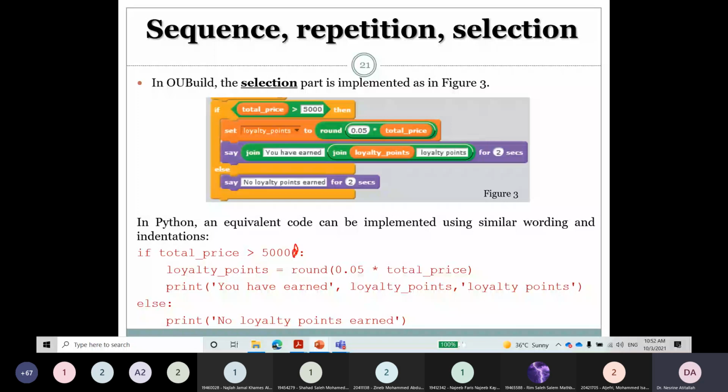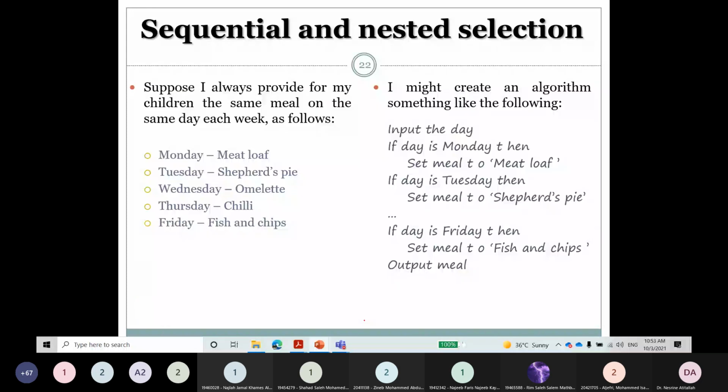Now we deal with the sequential and nested selection. Now the nested selection, you remember the nested selection? What does it mean, the nested selection? I need your feedback.